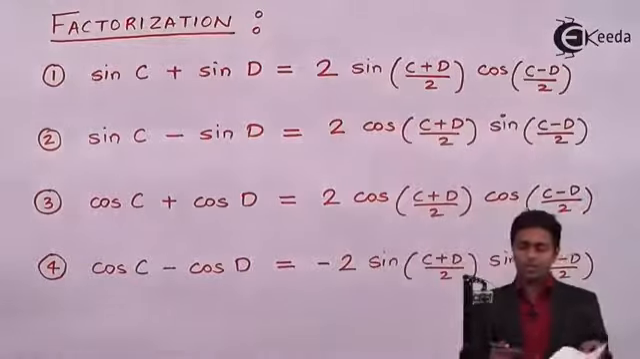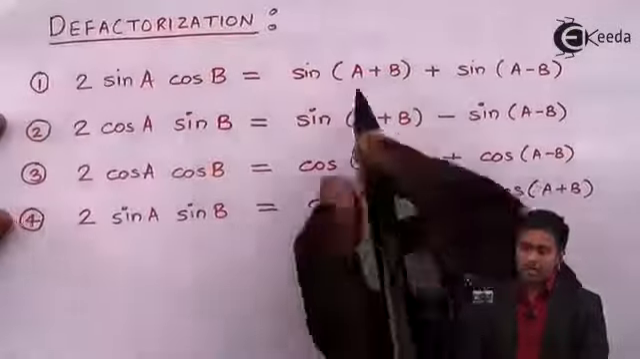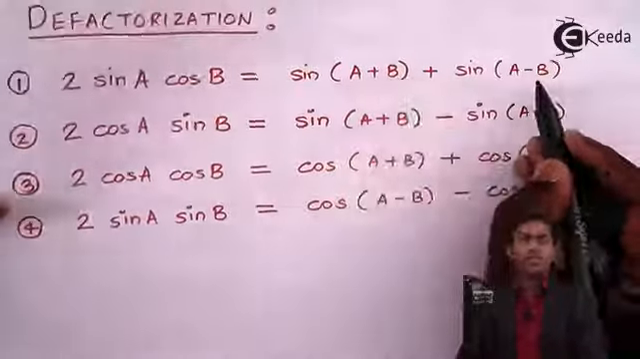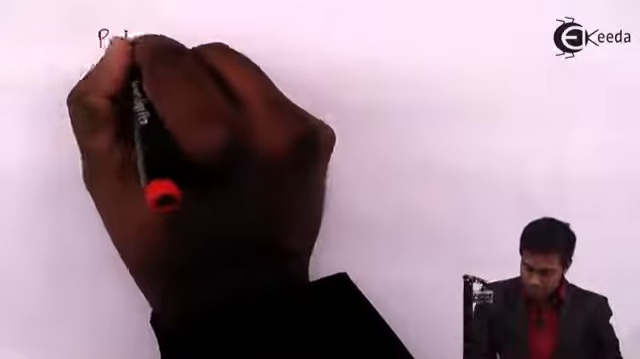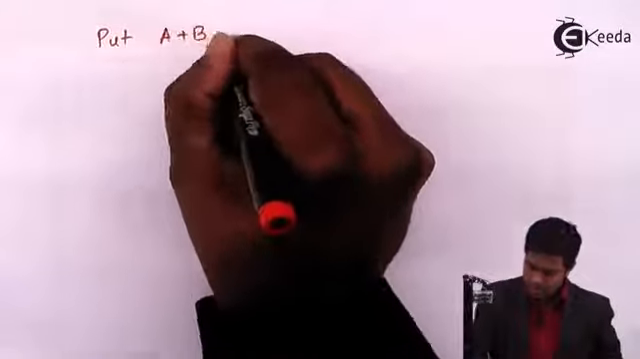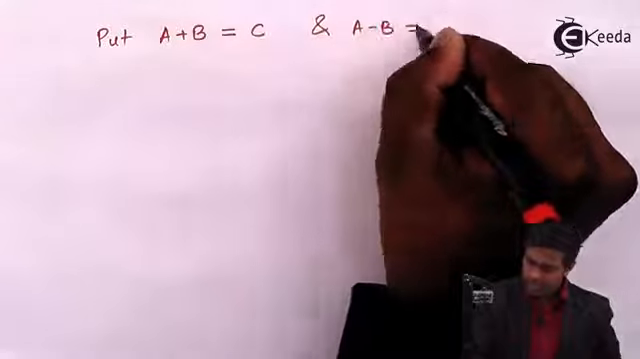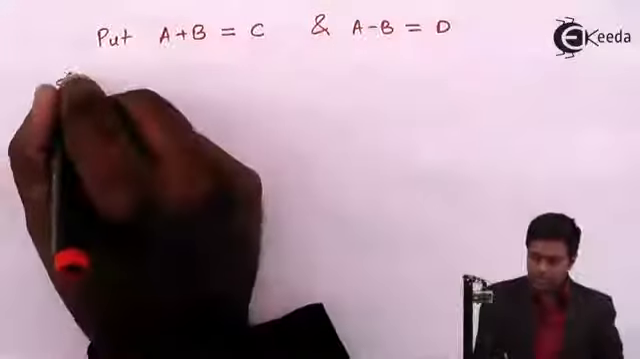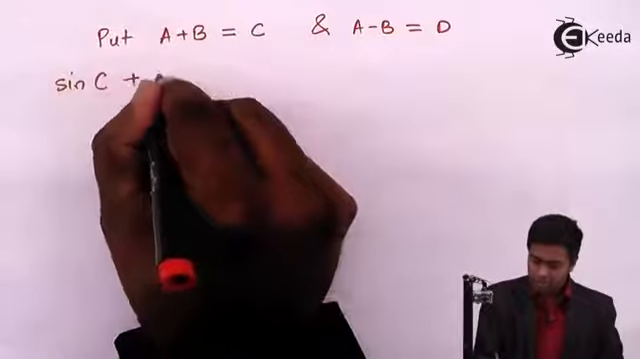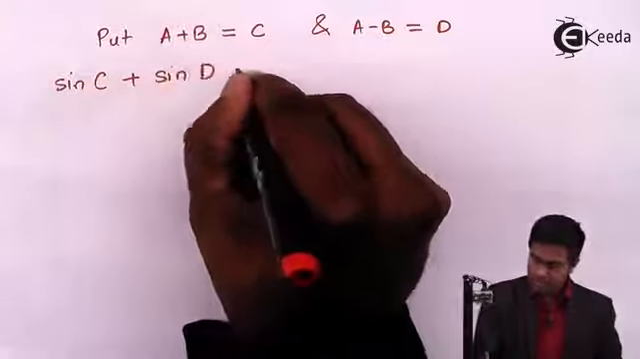So let's start. Put A plus B as C and A minus B as D. So we will get sin C plus sin D equal to.